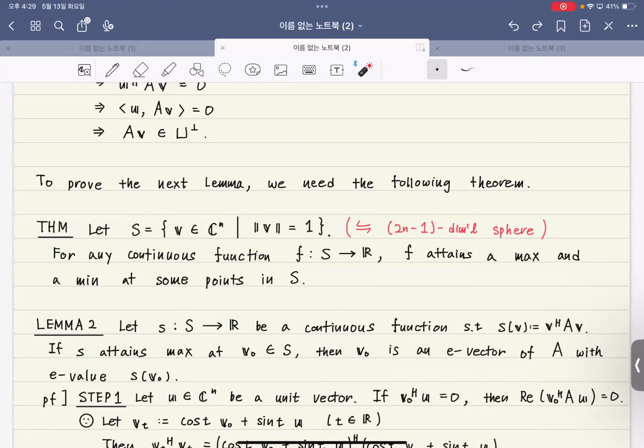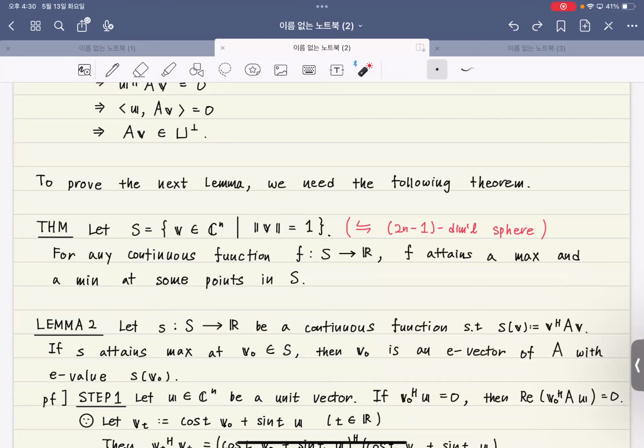I say this is a (2n-1)-dimensional sphere. Hey, what is that? If you do not understand this, why don't you just plug in n equals 1 here? If v is just a single complex number, then the collection of all complex numbers whose magnitude equals 1 is just a unit circle centered at the origin on the complex plane. And in my book, that is a 1-dimensional sphere.